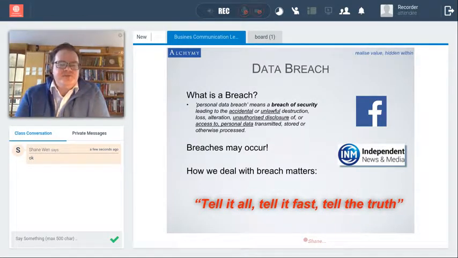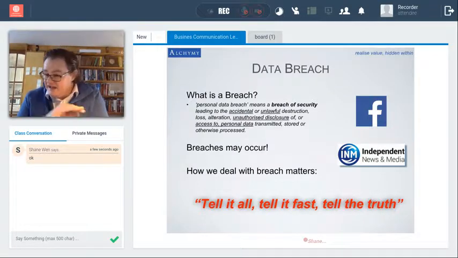So why are we concerned about this? We're concerned because data breaches are becoming more and more common. We've talked about Facebook already, and I'm going to give you an example from Facebook in a minute. What is a data breach? A personal data breach means a breach of security in any organization.